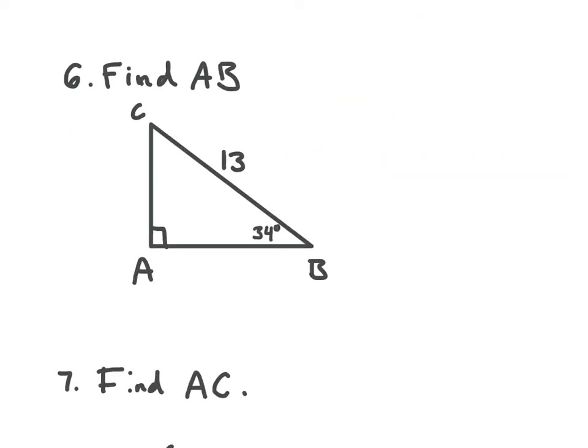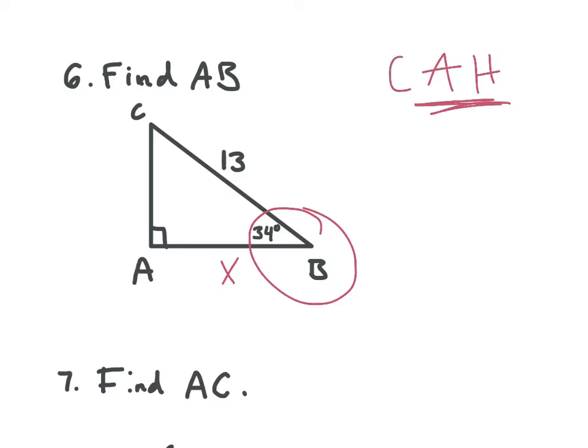Okay, so number 6, find AB. So let's label AB as our x. So if we're looking at this angle, angle B, what is x in relation to this angle? Is it the hypotenuse, the opposite, adjacent? It's adjacent. What is 13? The hypotenuse. So which involves adjacent and hypotenuse? The cosine.